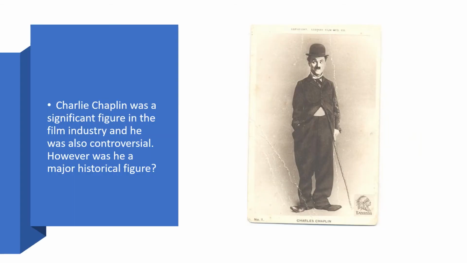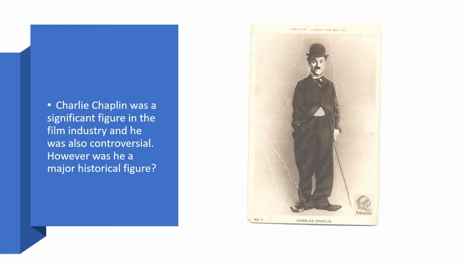Okay, let's look at Charlie Chaplin. Do you know Charlie Chaplin? He was a very famous silent movie star. You might recognise him from this postcard. Now, Charlie Chaplin was a significant figure in the film industry. He revolutionised film. And he was also controversial because he was accused of being a communist. And he also had some affairs with some very, very young women.